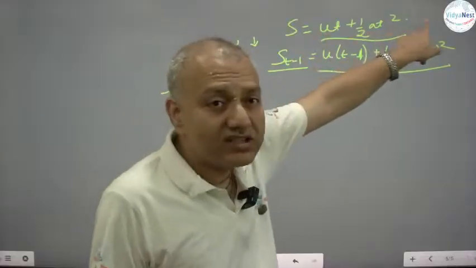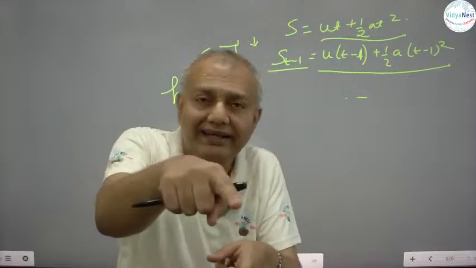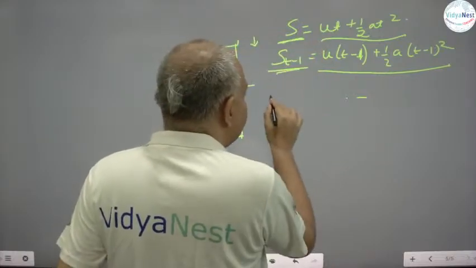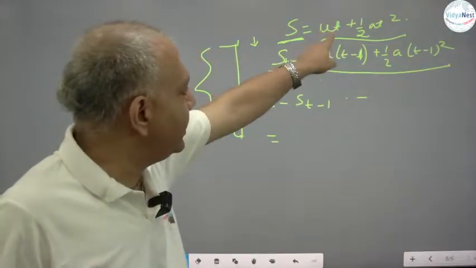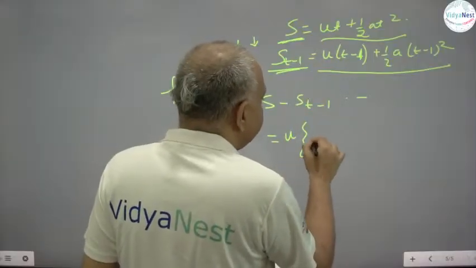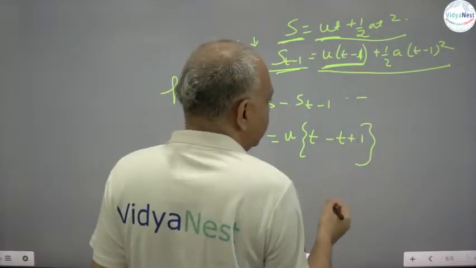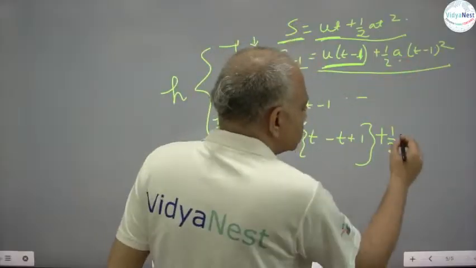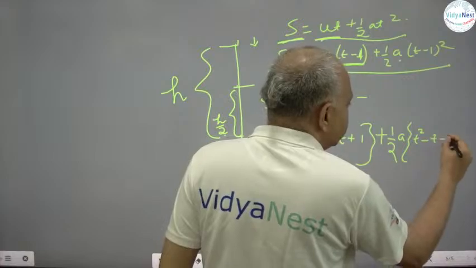In t seconds it has traveled s_t, and in t minus 1 seconds it has traveled s_(t minus 1). So in the t-th second, that 1 second, it has traveled this minus this, s_t minus s_(t minus 1). So what can I have? This ut minus this ut, if I take common, t minus (t minus 1), plus half a t square minus half a (t minus 1) whole square. So half a, if I take common, t square minus (t minus 1) whole square.